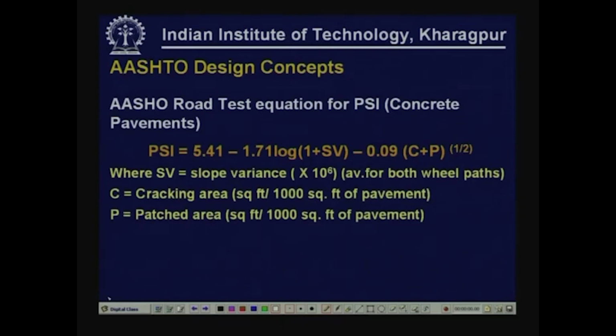C is the cracked area expressed in terms of square feet per 1000 square feet of paved area. P is the patched area, again expressed in terms of square feet of patched area per 1000 square feet of paved area. The one thing that is different in this equation compared to the one that we have used for flexible pavements is that in flexible pavements we have also used the parameter rutting. Obviously, these being concrete pavements, we do not consider rutting of concrete pavements.